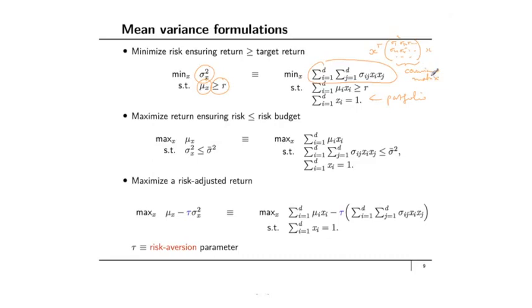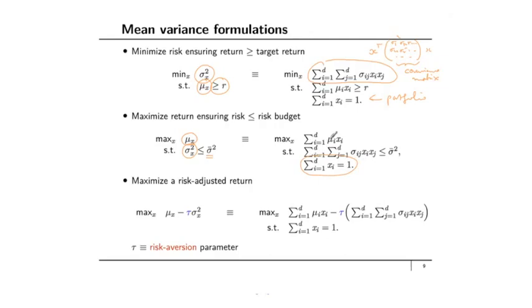An equivalent way to get the entire frontier is going to be to maximize return for a given value of risk. Maximize mu of x such that sigma squared of x is below some target number sigma bar squared. If you write this in terms of the xi's, it becomes sum of the xi's must be equal to 1, again the portfolio constraint. X transpose sigma x, or sigma ij xi xj summed, must be less than or equal to sigma bar squared, and you want to maximize the expected return.